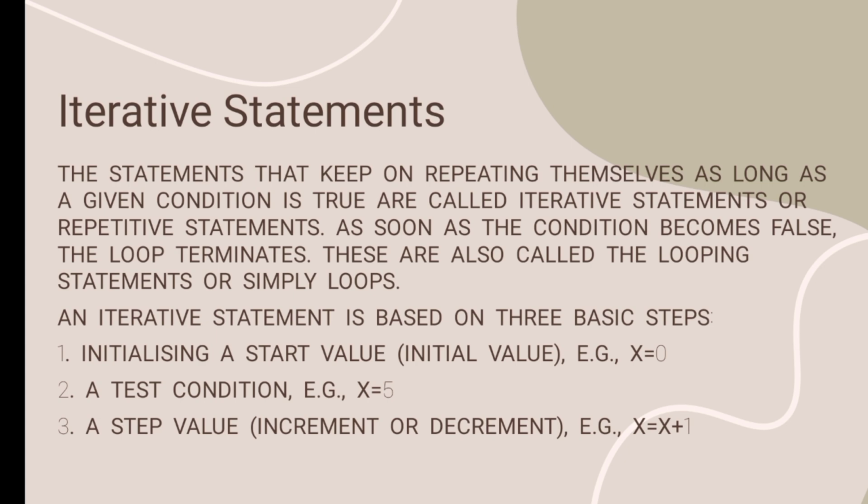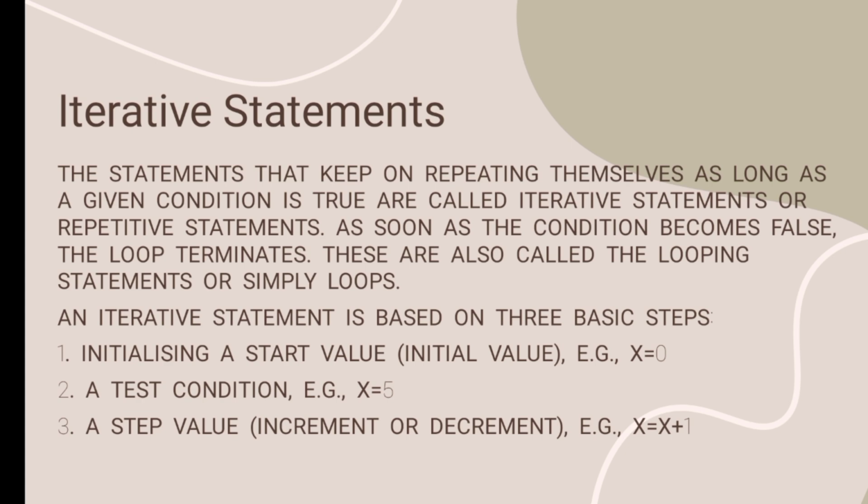An iterative statement is based on 3 basic steps. First is initializing a start value, that is the initial value, for example x is equal to 0. Second is a test condition, for example x is equal to 5. And the third step is a step value, increment or decrement, for example x is equal to x plus 1.